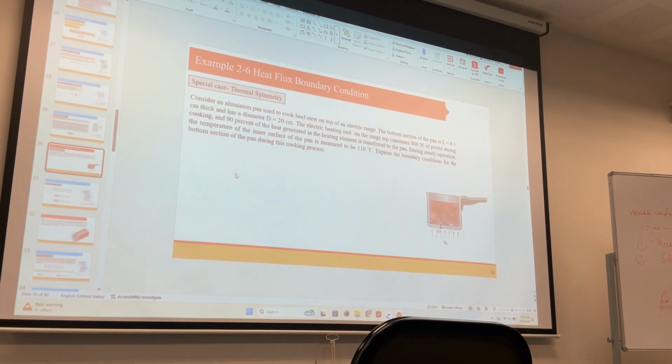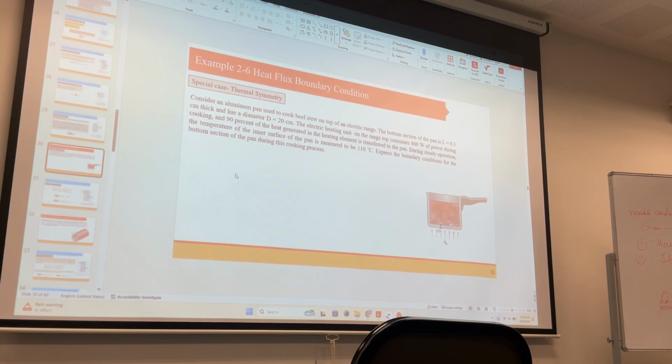Consider an aluminium pan used to cook beef stew on top of an electric range. The bottom section of the pan is L, 0.3 centimeter thick and has a diameter of 20. The electric heating unit on the range top consumes 800 watt of power during cooking, and 90% of the heat generated in the heating element is transferred to the pan. During steady operation, the temperature of the inner surface of the pan is measured to be 110 degrees Celsius. Express the boundary condition for the bottom section of the pan during the cooking process.